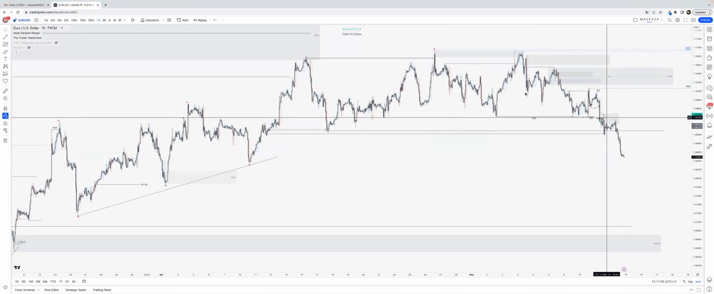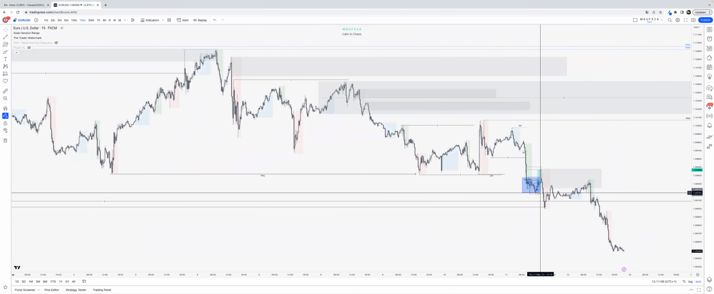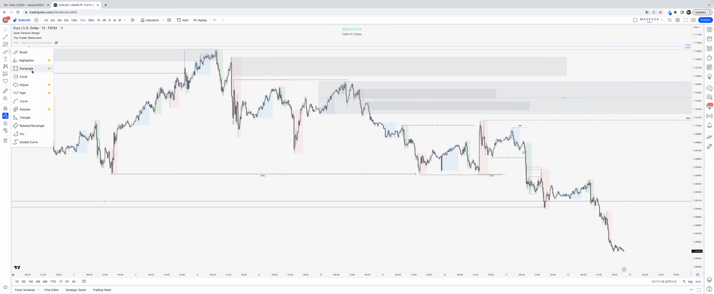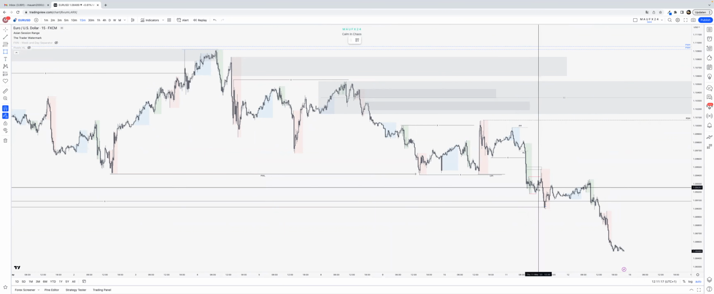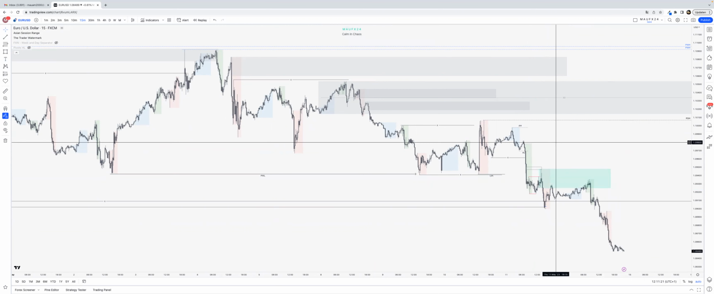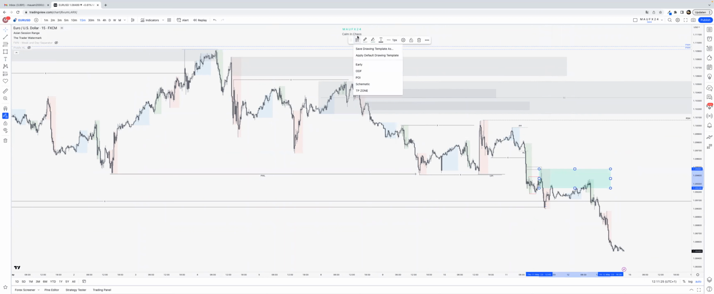Let me hold up. Let me clean it up first, it's distracting me. So that was the first idea. Do we really want a long after such strong bearish momentum?